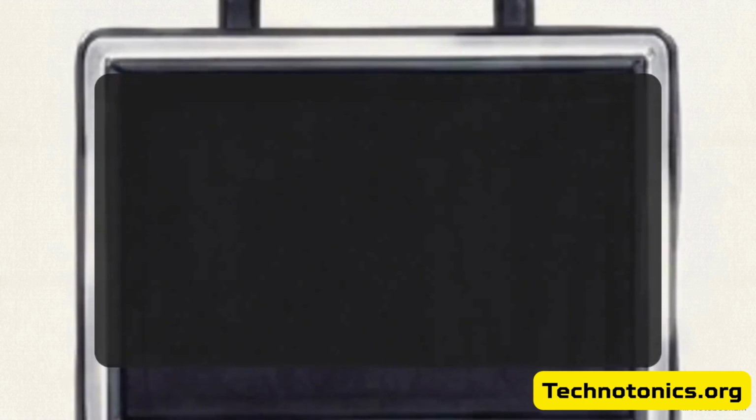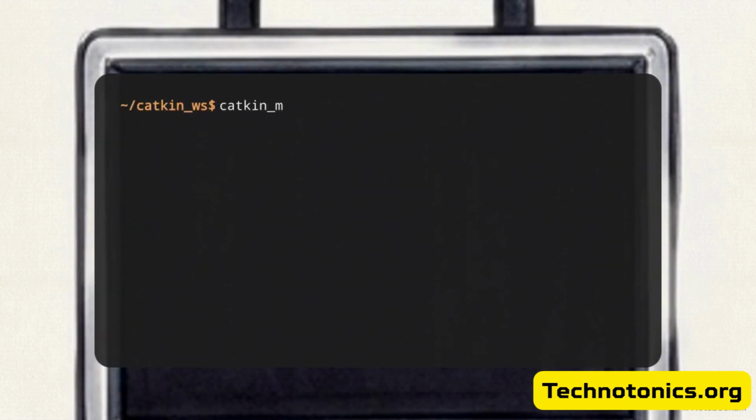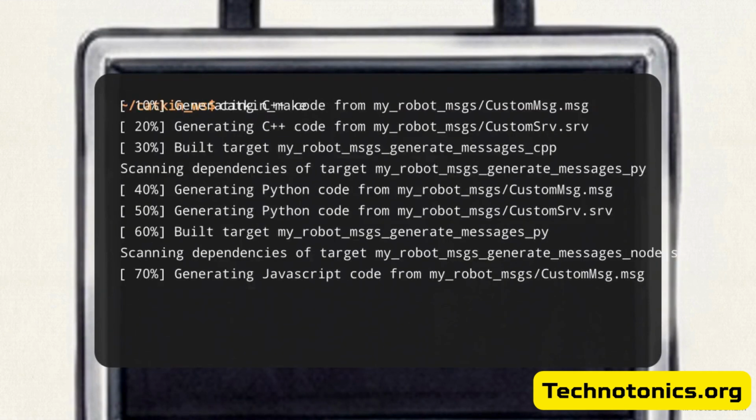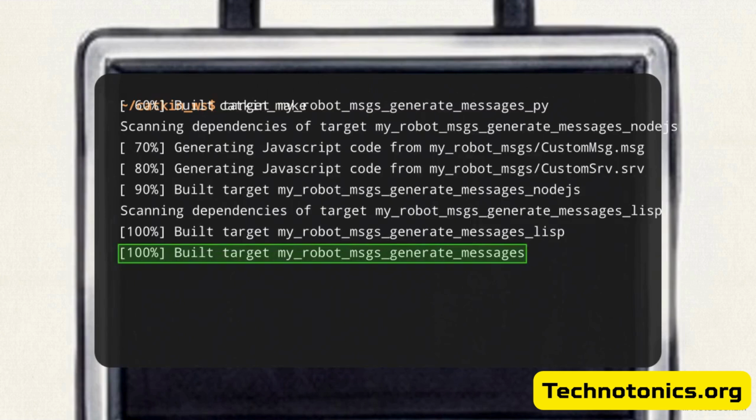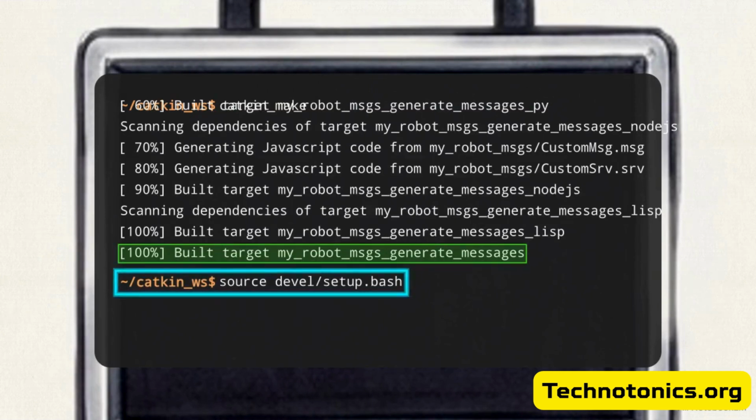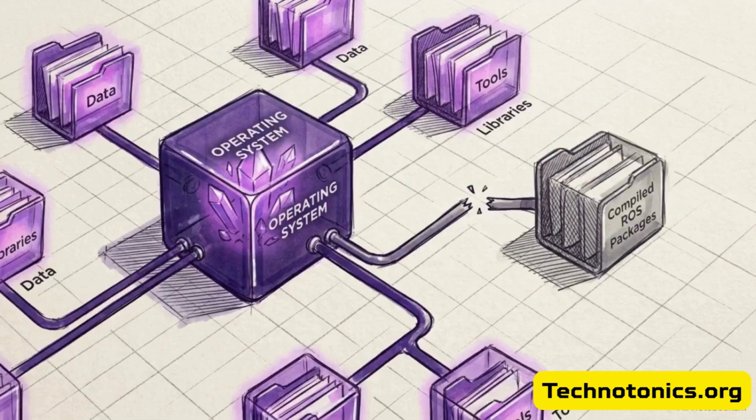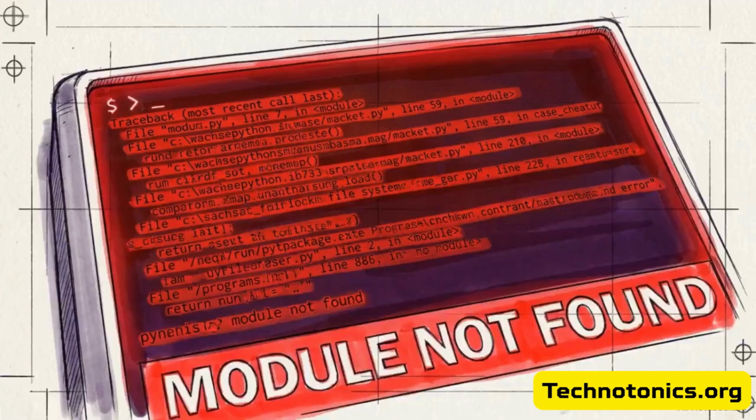This terminal window shows the build execution. We navigate to the root of our workspace and run catkin_make. The logs confirm our package compiled successfully. After a successful build, you must run the setup.bash script to register these new packages with your environment. Skipping this sourcing step leaves the operating system blind to your compiled files, which causes an immediate module not found crash the moment you try to run your Python scripts.